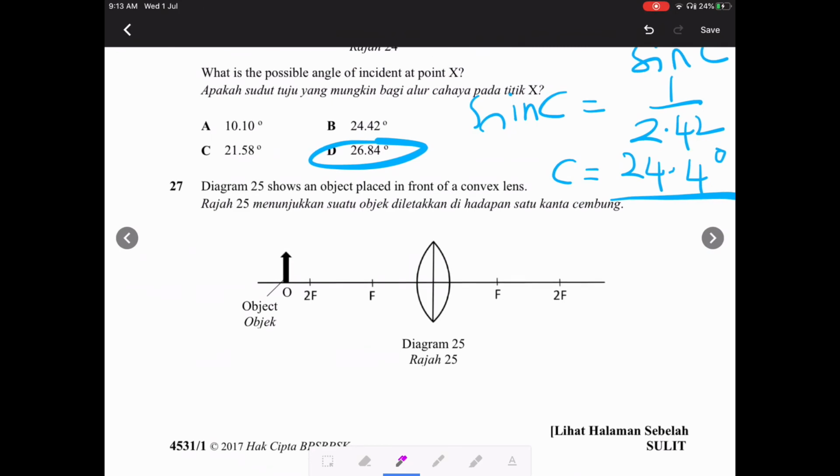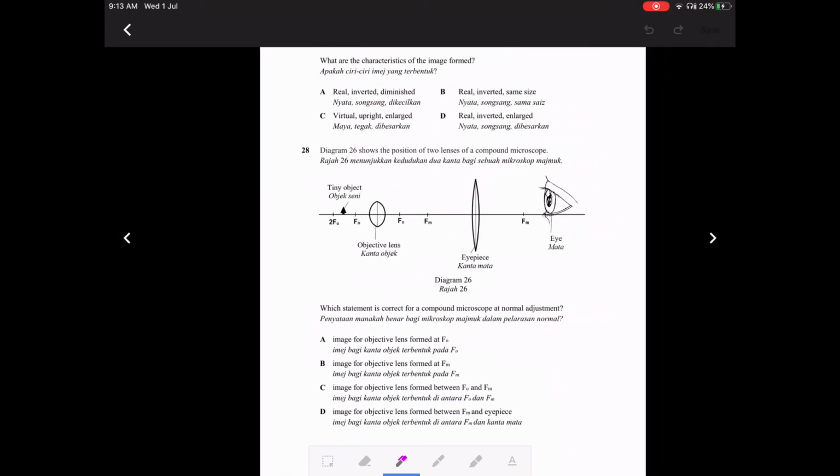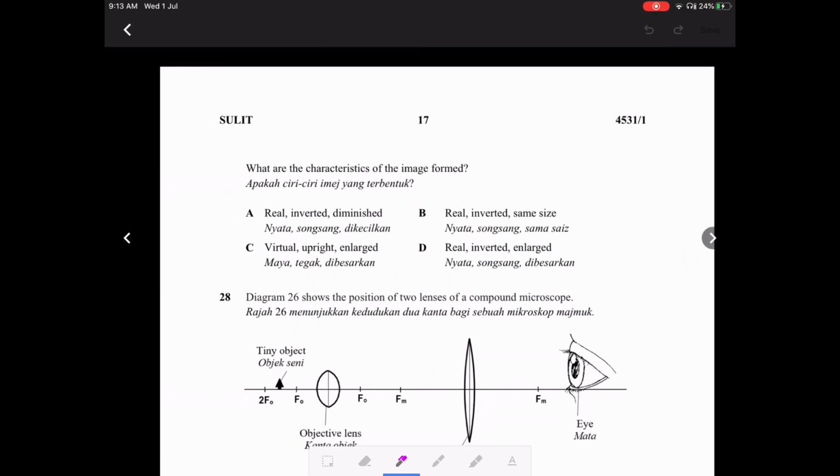Okay, number 27, object placed in front of convex lens. Okay, so nilai convex kita dah belajar. So, ini kedudukan dia. Okay, apa soalannya? What is characteristic of image form? So, dia lah diminished, inverted, real. Diminished, inverted, real. So, the answer is A.